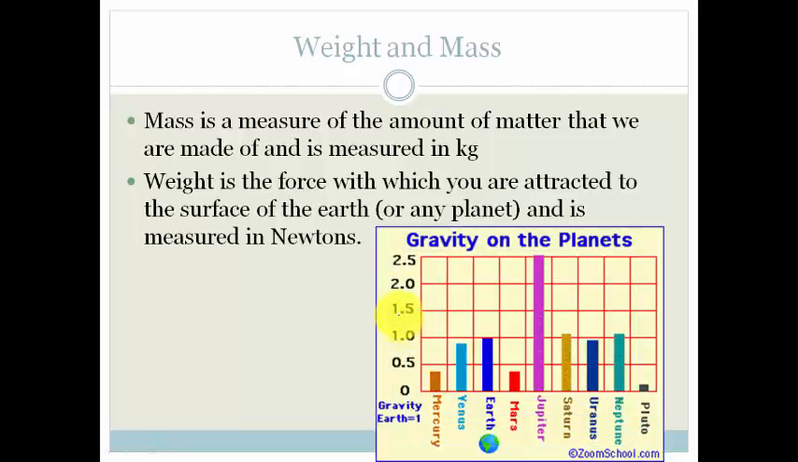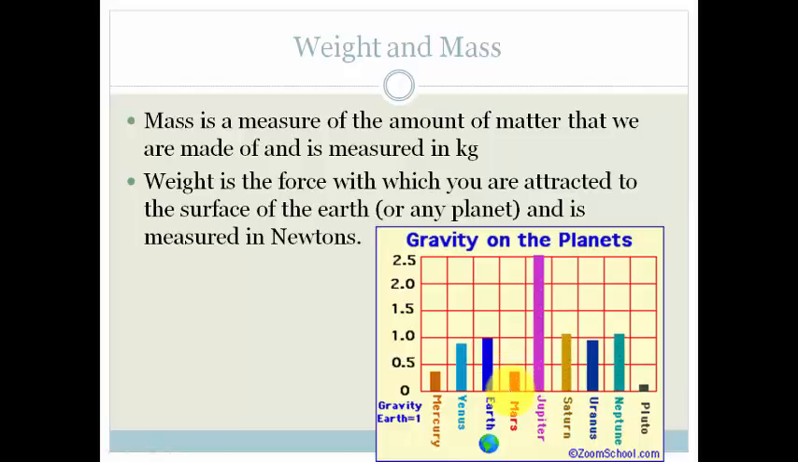So if you look here, we've got a little graph, and this is the gravity on the planets, comparative to Earth. So if Earth's gravity was 1, then you would see that Mercury is much smaller, whereas Jupiter is 2.5 times as big. And you will see that we've got Mercury, Venus, Earth is 1, and then Mars is much smaller as well. So what does this mean?